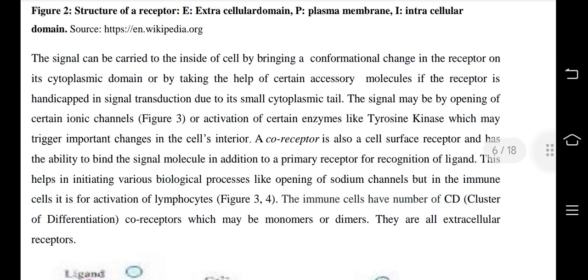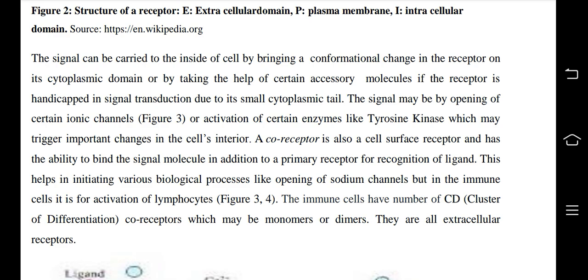The signal can be carried to the inside of the cell by bringing conformational change in the receptor in the cytoplasmic domain, or by taking the help of certain accessory molecules if the receptor is handicapped in signal transduction due to its small cytoplasmic tail. The signal may be by opening of certain ionic channels or activation of certain enzymes like tyrosine kinase, which may trigger important changes in the cell's interior.